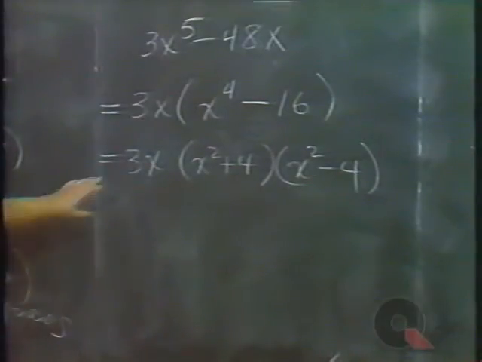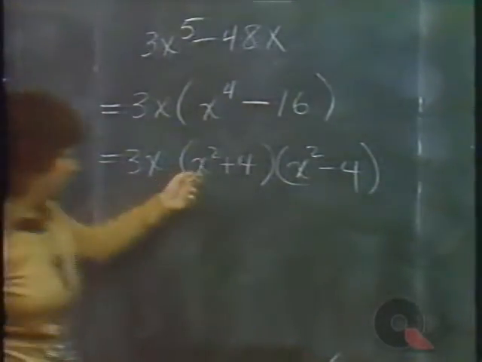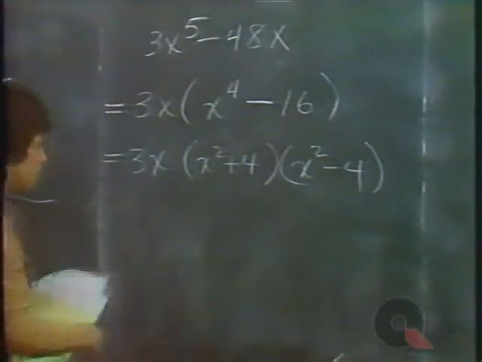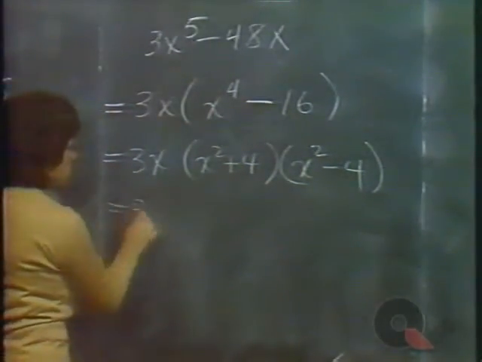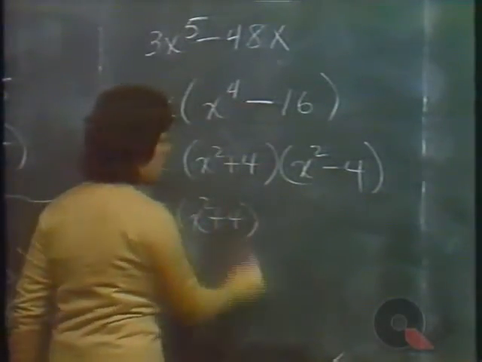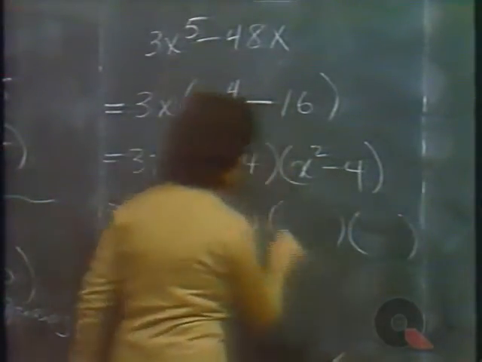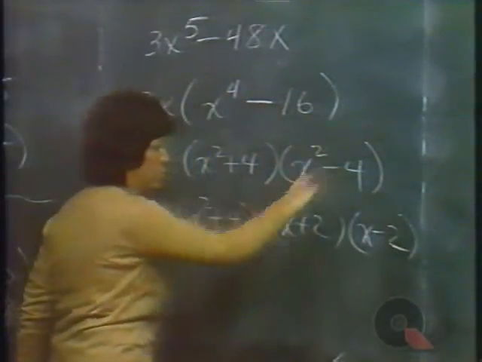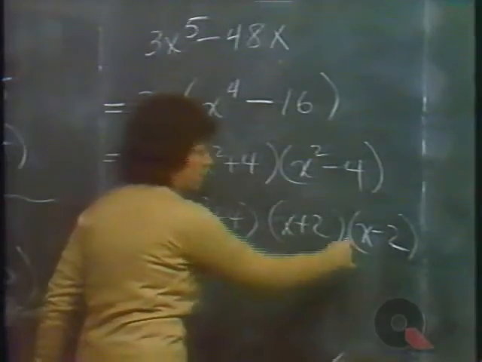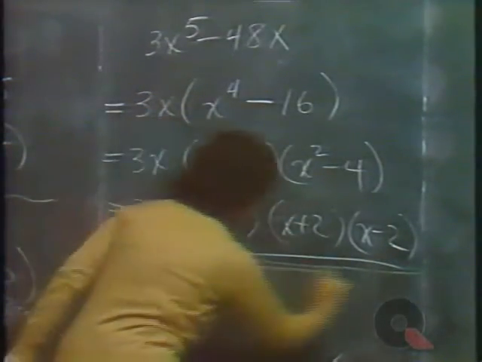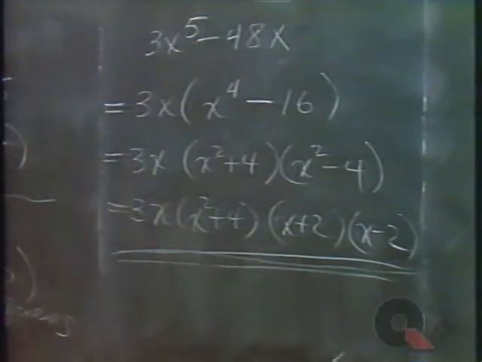Okay, are we finished? Not quite. The x squared plus 4 is as far as we can go, but the x squared minus 4 is once again the difference of two squares. So we can write it as 3x times x squared plus 4 times x plus 2 times x minus 2, writing the difference of two squares as like a plus b times a minus b. And this brings us to the end of the example and the end of the videotape.